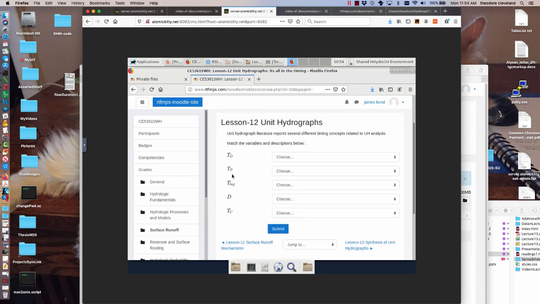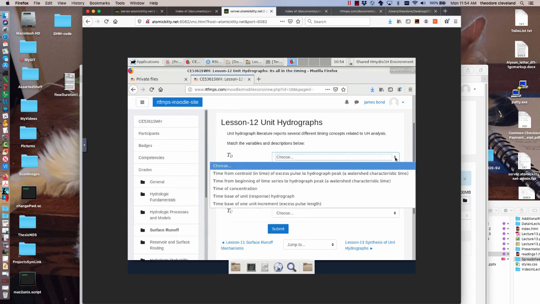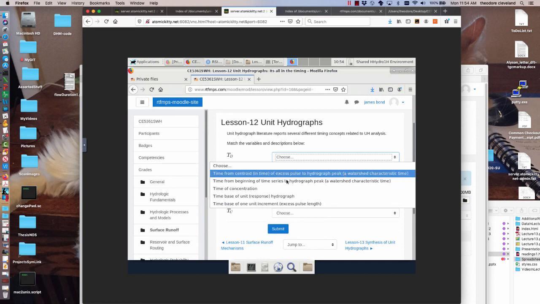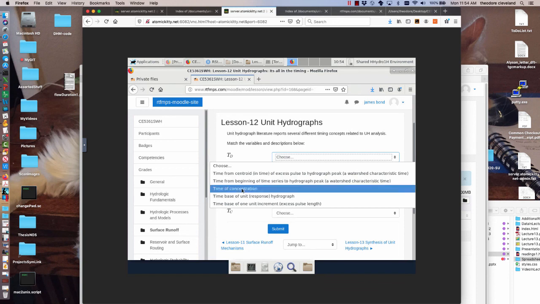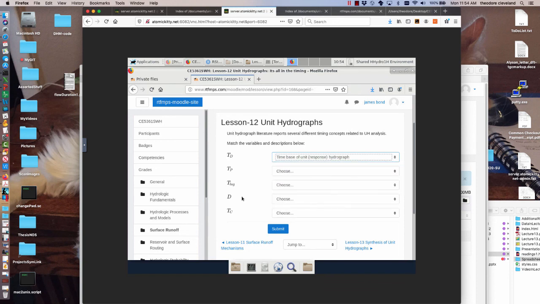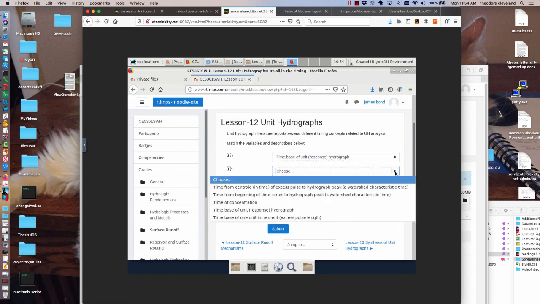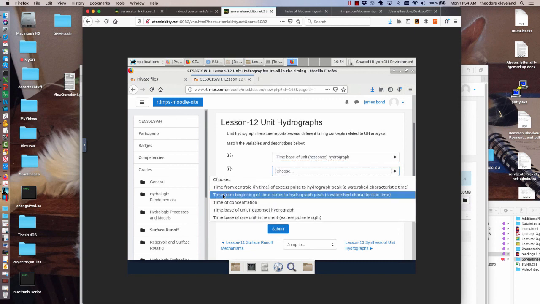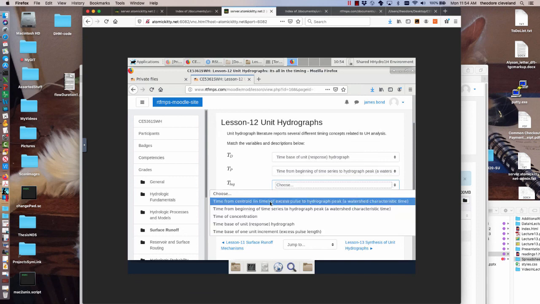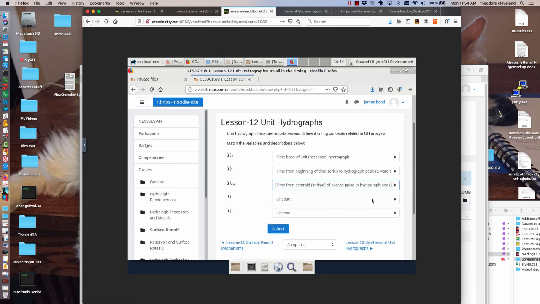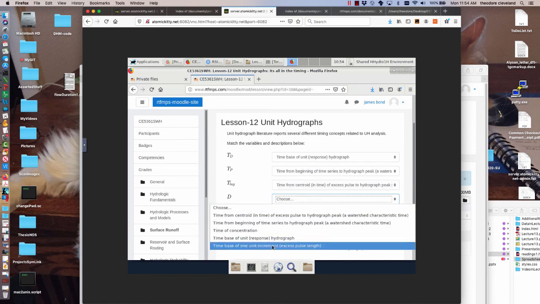So it wants to match the variables with the descriptions below. So T sub D, if you recall, that's the time base of the hydrograph. So now we need to find that. Time to peak, nope. Time to peak, time of concentration, time base of unit hydrograph. So that's that one. T sub P is the time from the beginning to the peak. T lag is from the centroid of the pulse to the peak. D is the time unit, base time of 1 unit increment.